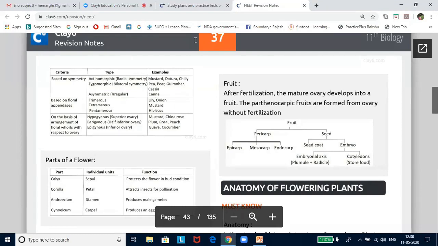Again, the floral appendages can also help you in identifying whether the plant is a dicot or a monocot. If it is trimerous, it is a monocot. If it is pentamerous or tetramerous, it is a dicot.